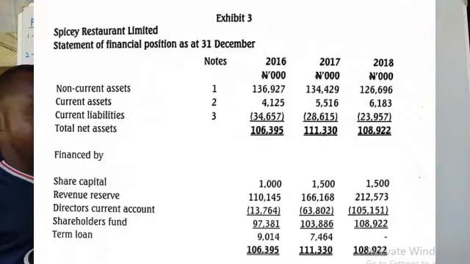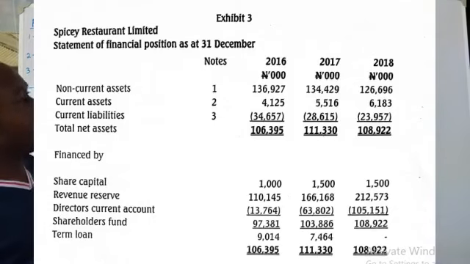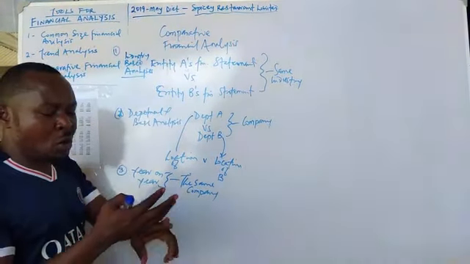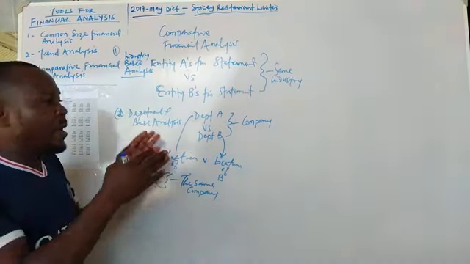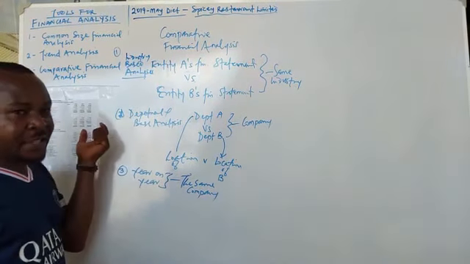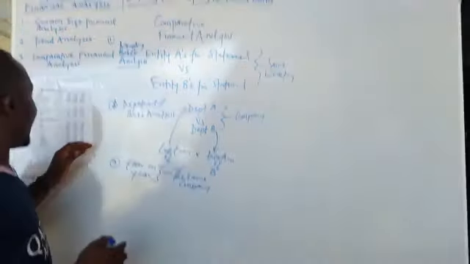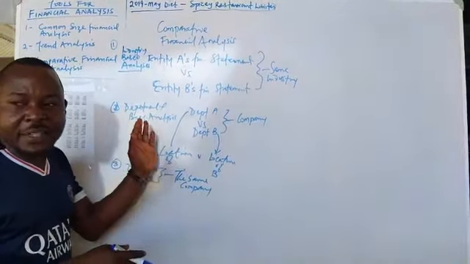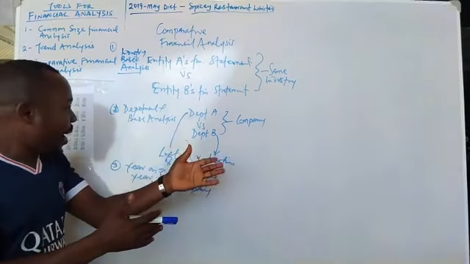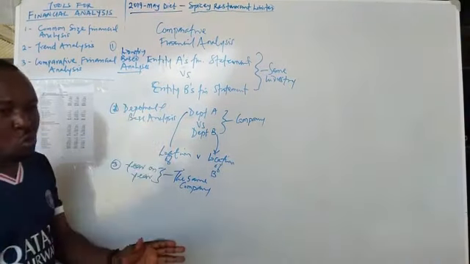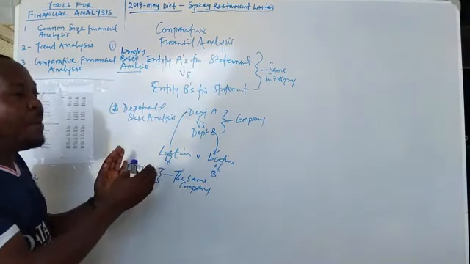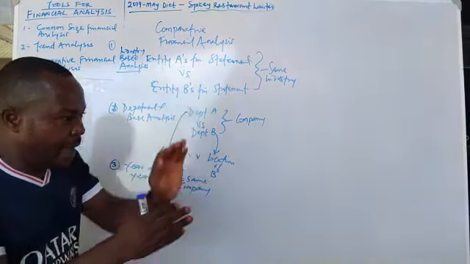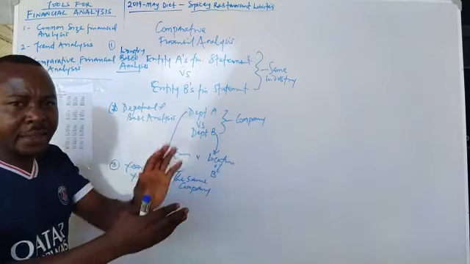We have the statement of financial position and we have the income statement for Spicy Restaurants Limited. Now, if Spicy wants to compare, like we mentioned in our previous classes when we were talking about common size and trend, the income statement has 3 years, which is 2016, 2017, and 2018. What they want to do is compare the movement of funds, the trend. How was their performance? That is what they are trying to do.